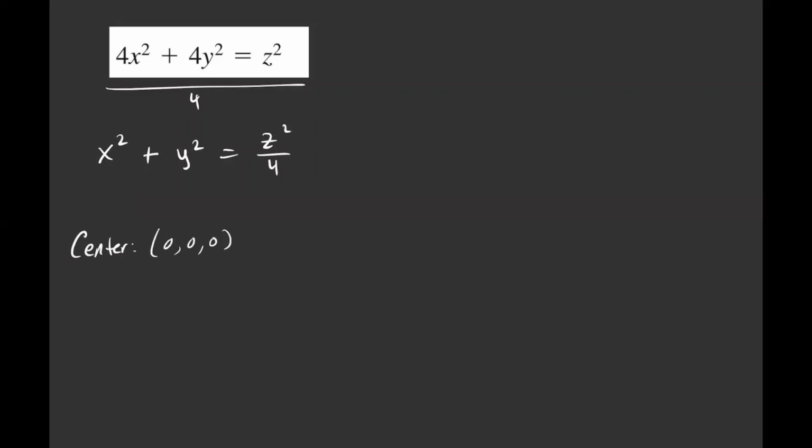So here's another example. Now let's put this in standard form by dividing everything by 4. So you'll have x squared plus y squared is equal to z squared over 4. Now we can identify the center. So the center is, again, the origin, 0, 0, 0. Now this 4 just tells you the slope of those lines that we're going to get in the xz plane or the yz plane.